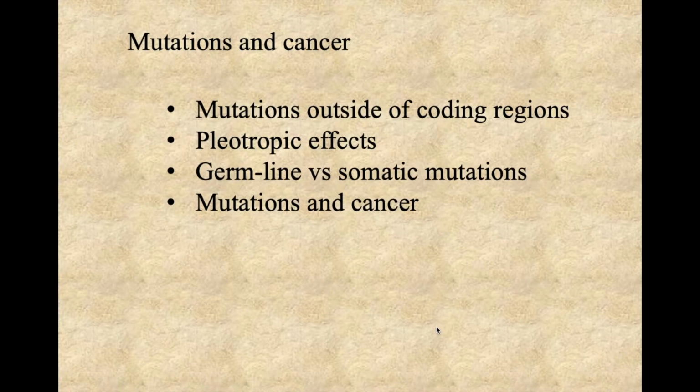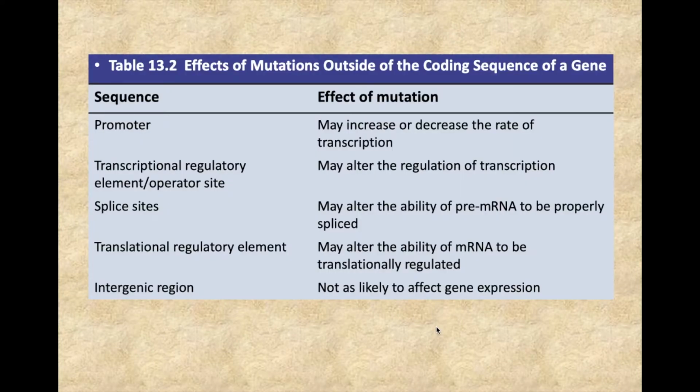We'll also talk about a phenomenon called pleiotropic effects, where mutations in one gene can impact the expression of multiple other genes. We'll consider the impact of mutations in germline cells, those that produce sperm and eggs, versus mutations that take place in somatic cells, those that are just part of the rest of the body outside of the germline cells. And then we'll finally wrap it up by tying in the concept of these various mutations with cancer in general, understanding that cancer is a very broad topic, a very broad set of pathologies.